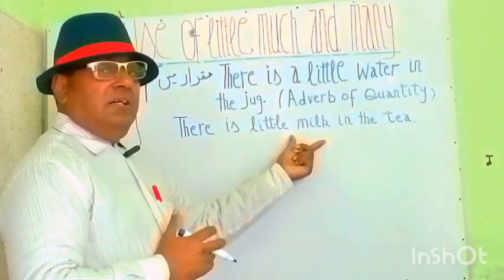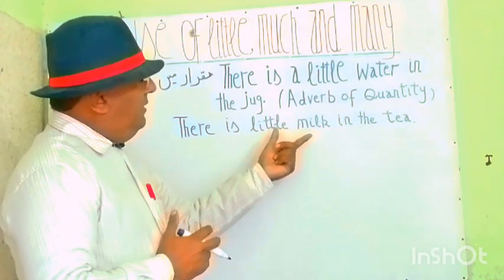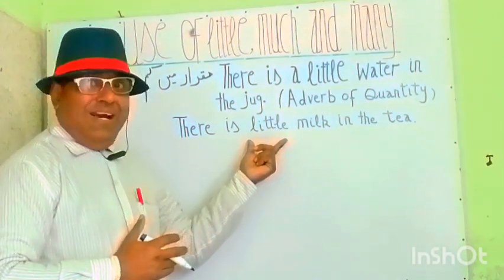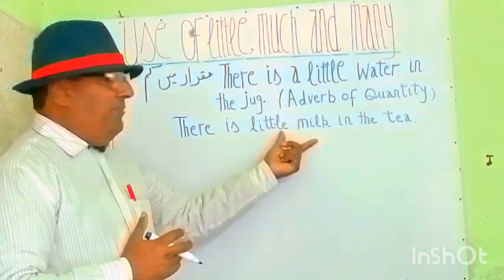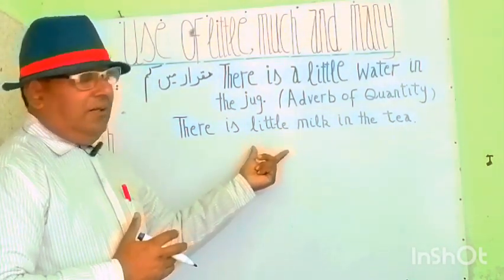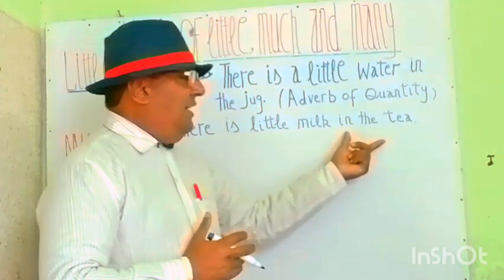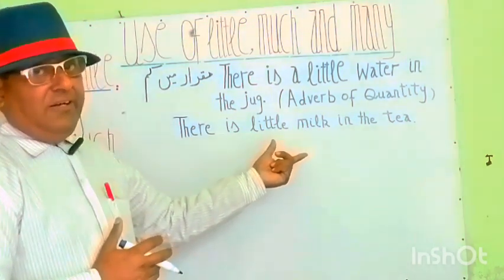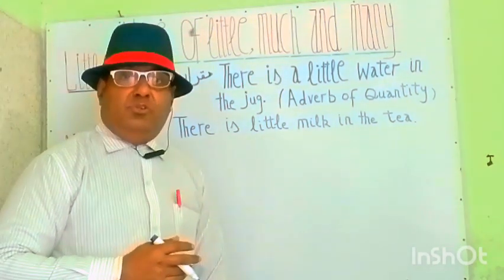Milk is a noun and little points out the quantity of milk. Little जो है दूध की मिकदार को यहाँ पे जाहिर कर रहा है. और दूध किसमें? चाय में. In the tea is object. In is a preposition. The tea is object. In the tea. चाय में दूध थोड़ा सा है.